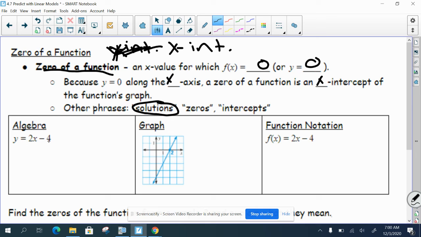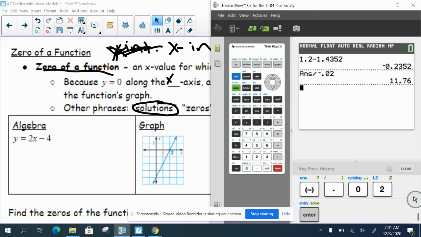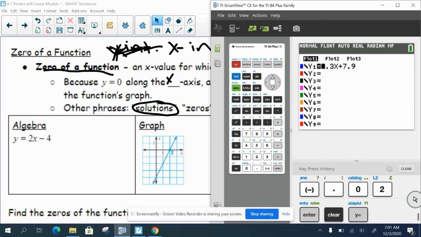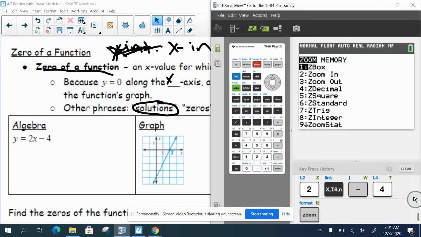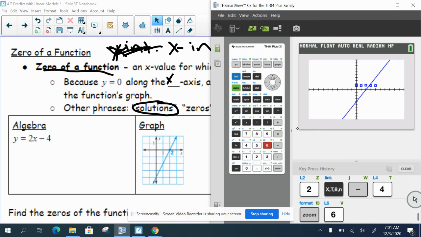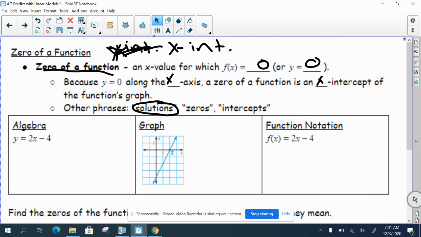So if we took our equation y equals 2x minus 4, let's put it on the graph. So I'm sorry, I know I said we were done with the calculator, but we're going to do one more thing. We're going to do 2x minus 4, and then press zoom 6. So here, if you look on the x-axis, it crosses at 2. So the solution should be 2. So let's check it out.